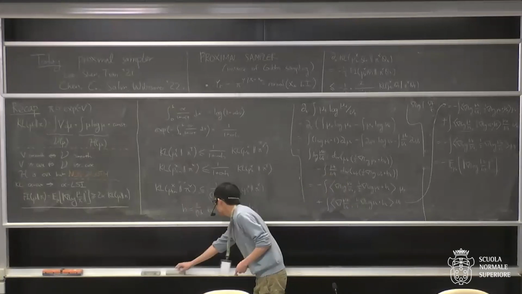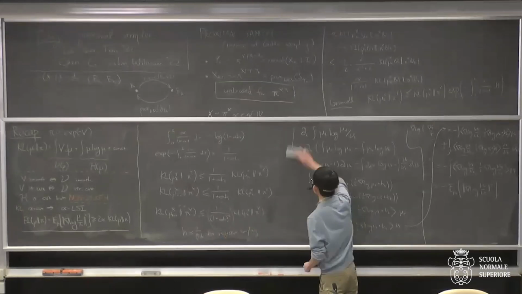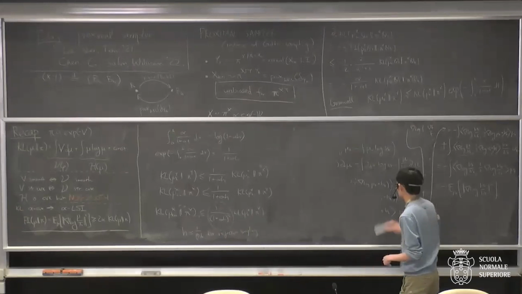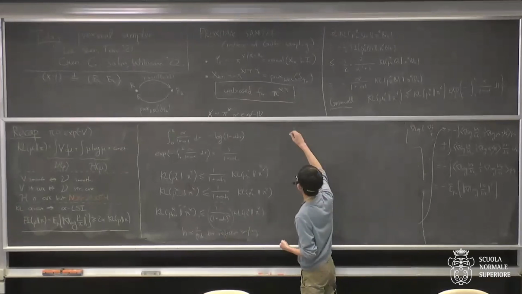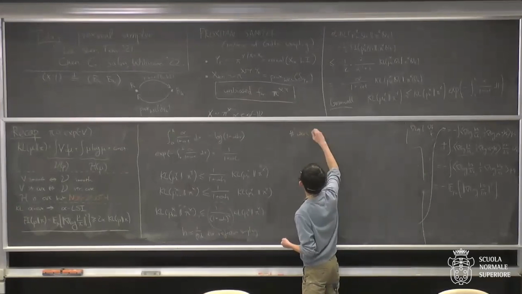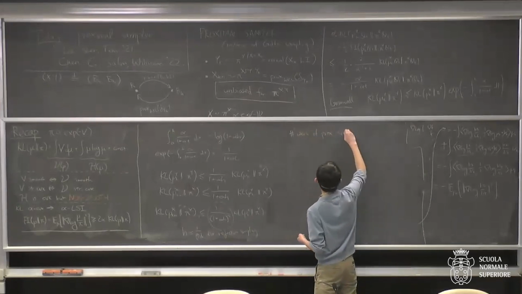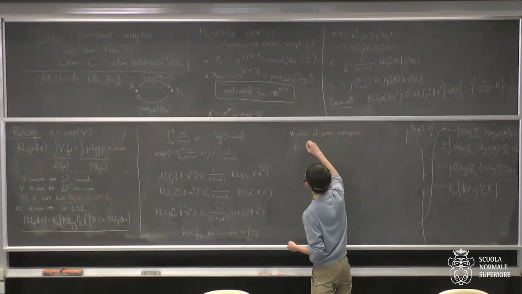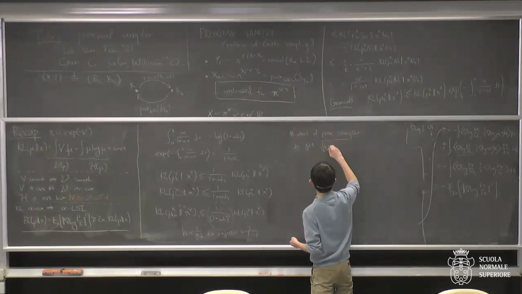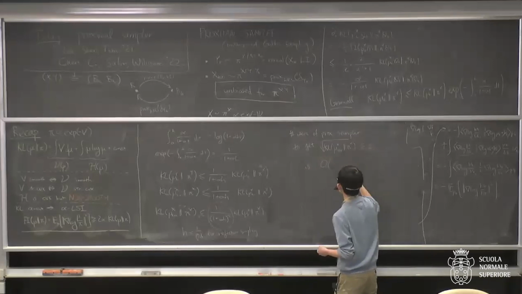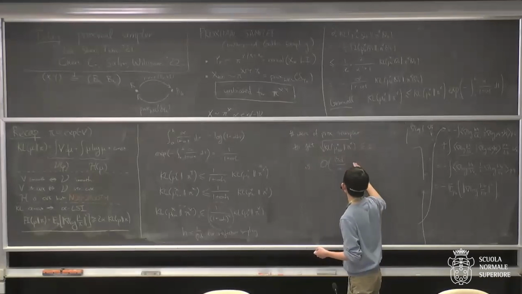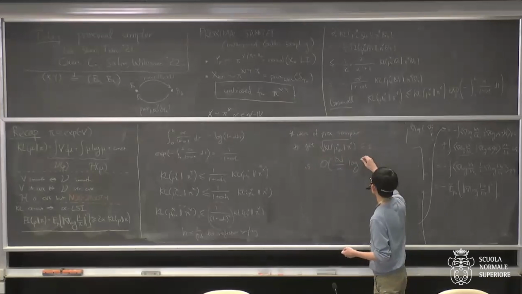then what is the complexity bound that you get for the proximal sampler? Well, you work this out, and you'll see that the number of iterations of the proximal sampler to get the square root of the KL divergence at iteration n to be at most epsilon is O of beta over alpha d log of the initial KL.